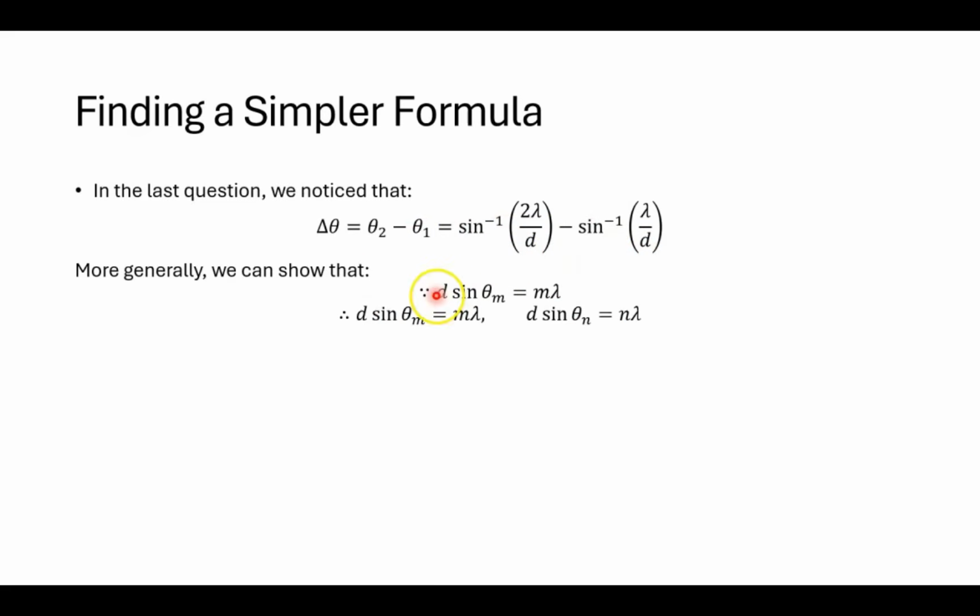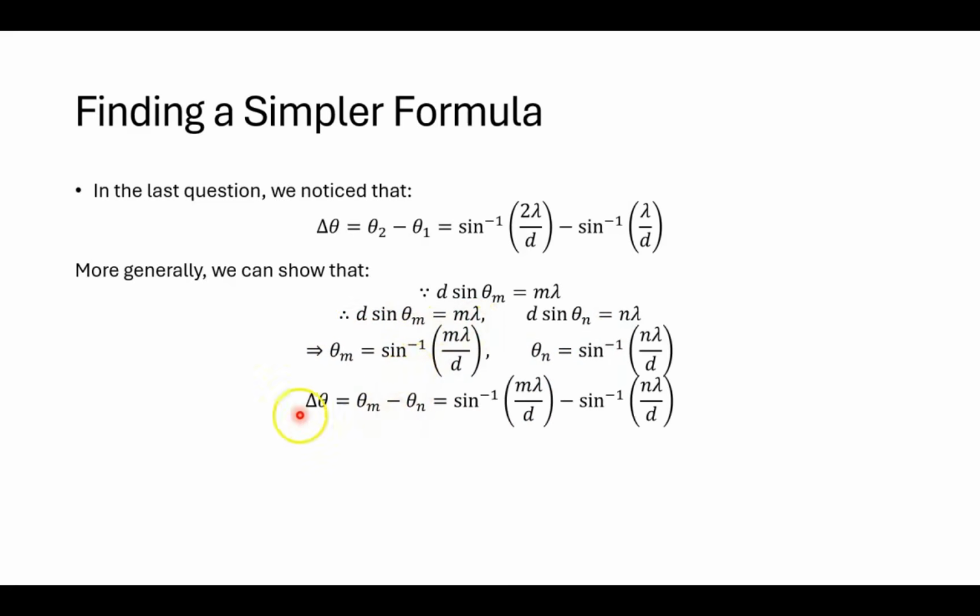And more generally, you can show that because the sine of the angle of the nth maximum is proportional to the order of the maximum itself, and for another maximum, the nth one, you just replace m with n. Then we can do similar things as in our last question. We just solve for these 2 angles separately. You divide this d over and take the inverse sine. And then if we take the difference, we can get the angular separation of basically any 2 maxima. So this will just be the difference between their inverse sines.